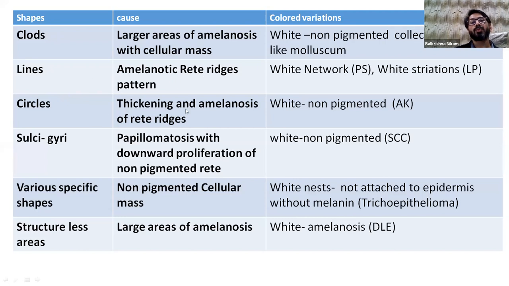Circles will be formed due to thickening and amelanosis of rete ridges. Sulci and gyri will be formed due to non-pigmented rete ridges proliferation and papillomatosis. Various specific shapes can also be seen due to non-pigmented cellular mass. And structureless areas are due to large areas of amelanosis.